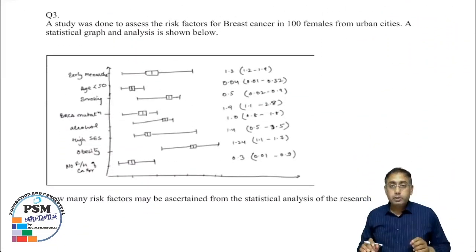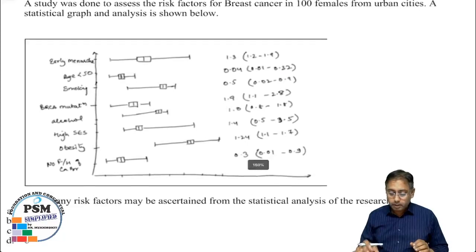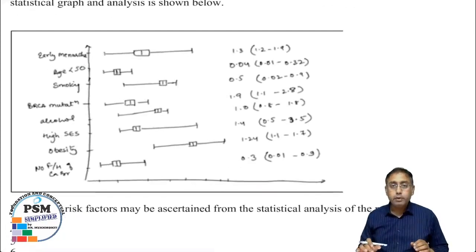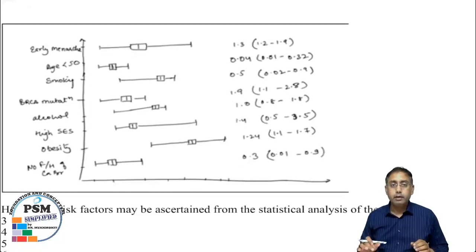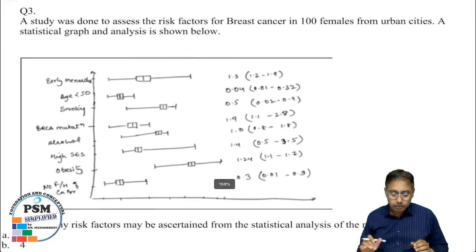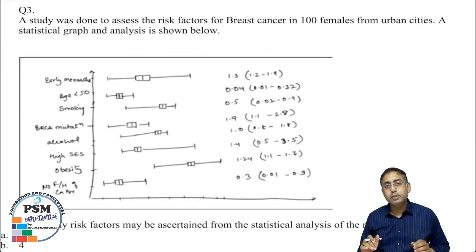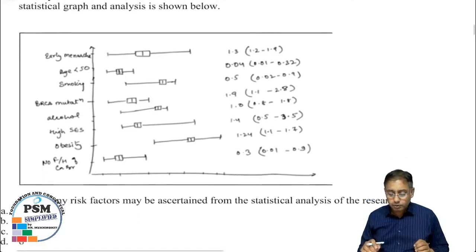Question number 3, let's go to it again very quickly. I am sorry for my diagram. It's a kind of blurred, but I'll try to zoom in for you so that all those who are watching this video on a smaller screen can also see it. A study was done to assess the risk factors for breast cancer in 100 females from urban cities. A statistical graph is shown below.